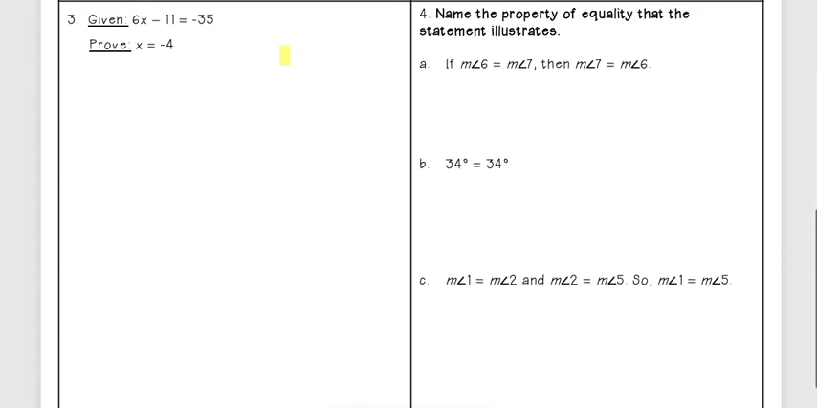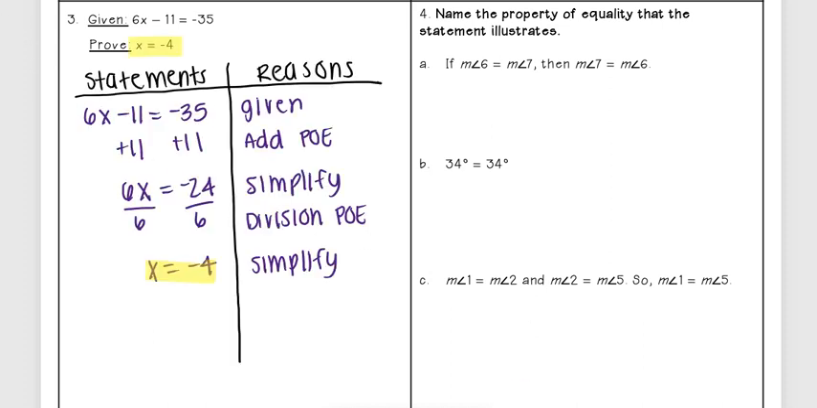Okay, go ahead and pause the video. I want you to try number 3. Okay, so this is the answer you should have gotten. I first added 11 to both sides, which was my addition POE. I simplified, divided by 6, which is my division POE, and at the very end I got x equals -4.